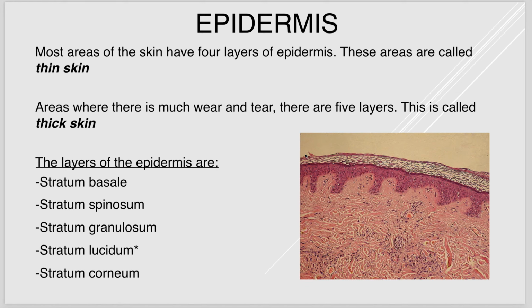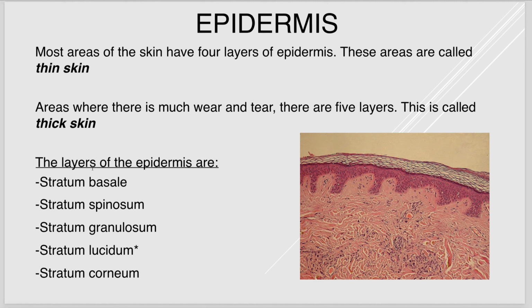Now, like I said, most areas of the skin have 4 layers of epidermis. We call this thin skin. And then thick skin is the areas where there are 5 layers. And the layers of the epidermis from deep to superficial are the stratum basale, stratum spinosum, stratum granulosum, and the stratum corneum. Now that's where it is in thin skin, so most of the body. But the stratum lucidum, this is kind of sandwiched in between granulosum and corneum in thick skin. So that's the 5th layer.